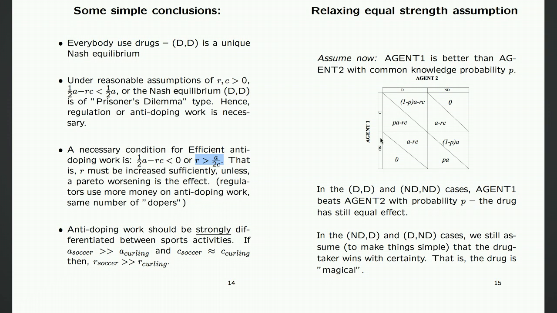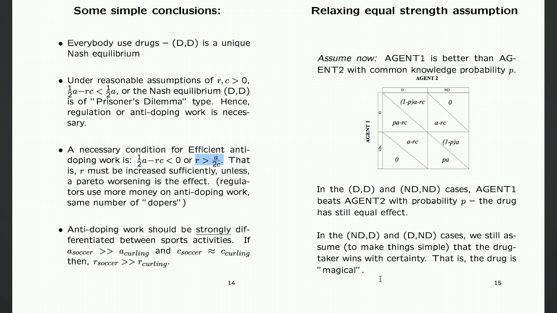Given this assumption, of course this matrix changes. We have to add some p's in it somewhere, and it turns out there is a 1 minus p here and a 1 minus p here, there is a p there and a p there. Okay, this is just simple logic related to computing expected payoffs given this assumption. So what happens now? It says here in the DD and NDD and the ND cases, agent 1 beats agent 2 with probability P. The drug has still equal effect. In the ND cases, we still assume, to make things simple, that the drug taker wins with certainty. That is, the drug is magical.